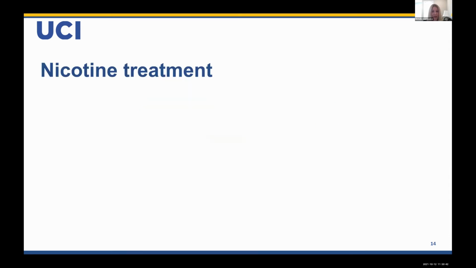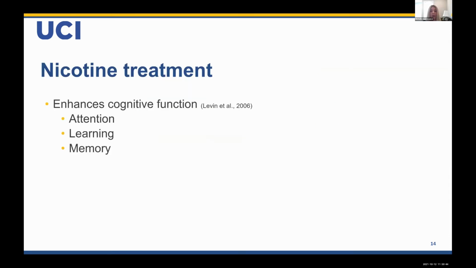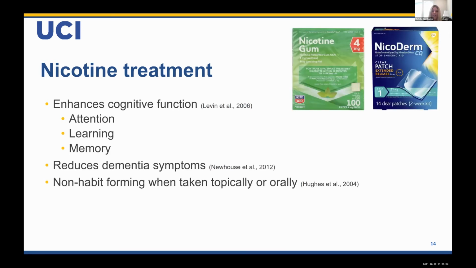So now that we've made that point clear, we know that nicotine treatment does enhance cognitive function, and we know that it actually reduces dementia symptoms. And it's also non-habit forming when it's taken topically or orally. That's because, again, the route of administration doesn't allow it to enter the system quickly enough to get that feeling that would make you addicted to it.